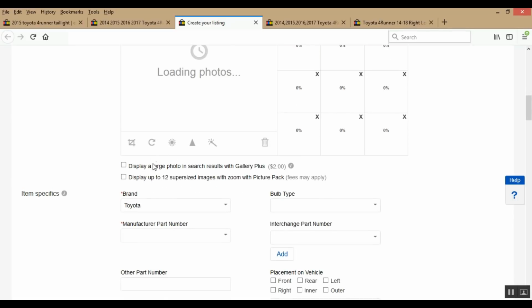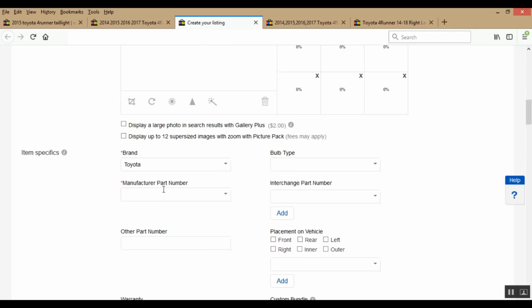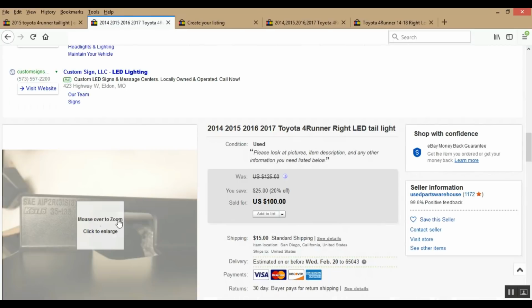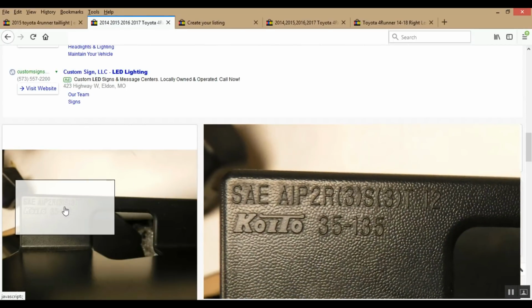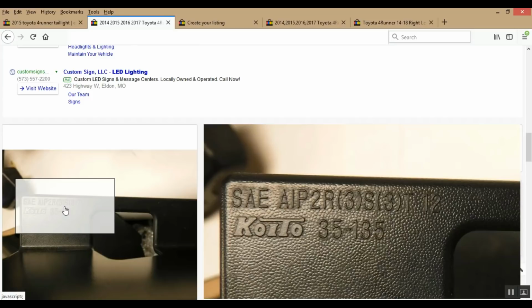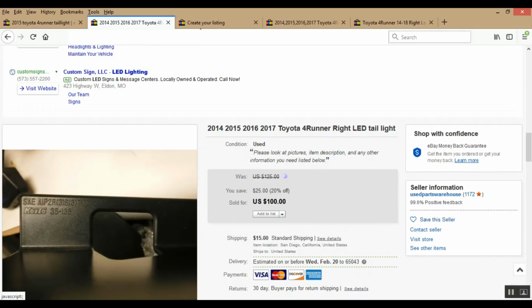All right, so while that is uploading, we can start with this. Okay, I don't bother with this. I don't bother with that. But I do look at this. They are requiring some stuff here. Okay, so it is a Toyota, we know that. Manufacturer part number, although this one did have a picture, I'm guessing maybe that's a part number, but I don't know for sure.